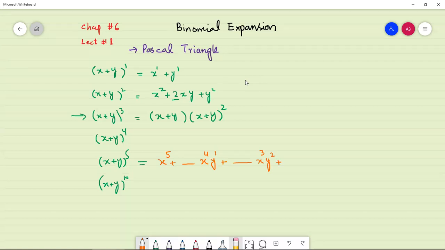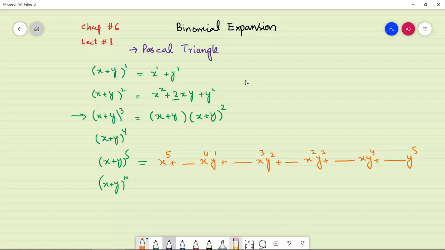Then this would become x^2 y^3. So I just leave a space for the coefficient first, then x^2 and y^3, plus a space for the coefficient, then x and y^4, plus a space for the coefficient, then x^0, which is 1, while y^5. The first term is x^5 and the last is y^5. The other terms are like this, in decreasing order of x and increasing order of y.